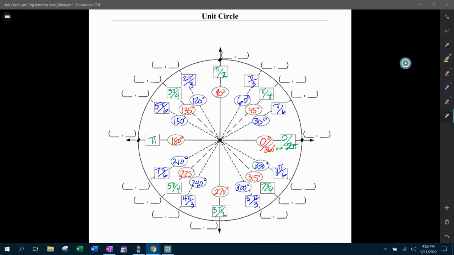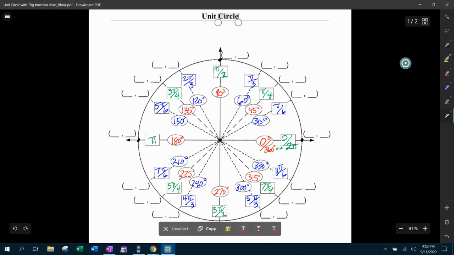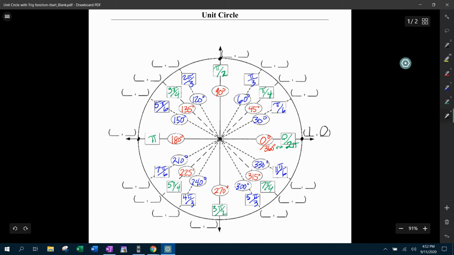Let's get started. We're going to start at 0 degrees, and that point is going to be 1, 0. The radius of the unit circle is 1. So as an ordered pair, as an x comma y, since it's on the x-axis, that's going to be 1, 0. And then we're going to go counterclockwise.